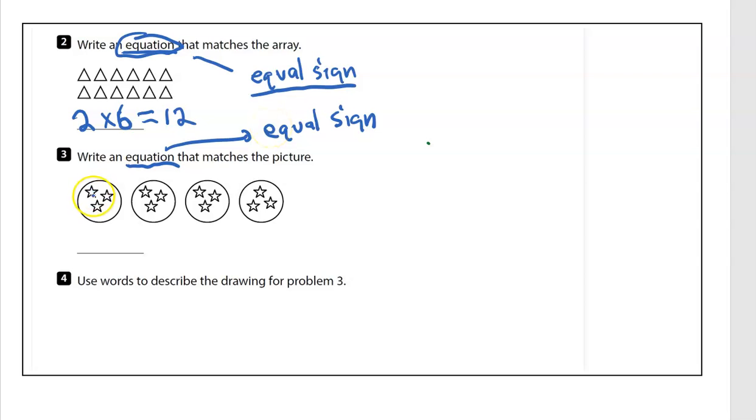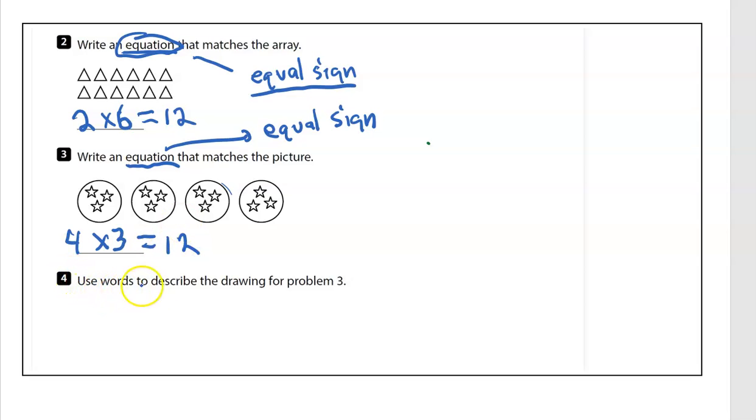Okay? So now, how many groups do I have here? I've got 1, 2, 3, I've got 4 different groups. And how many are in each group? 1, 2, 3 stars in each group. So I can count by 3s here. 3, 6, 9, 12. Now you can see this is a little different than an array. In an array I was able to count both ways. But this time I can only count by 3s. But I have 4 groups of 3 equals 12.